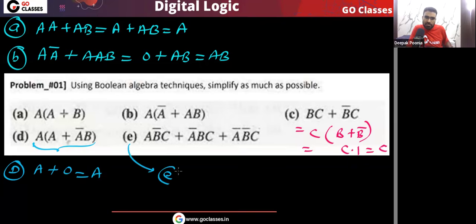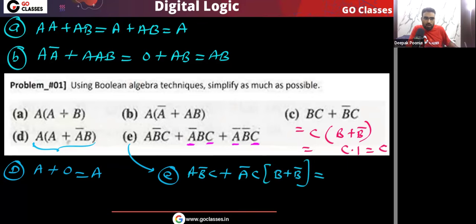Let's see option E. That is A B bar C or A bar B C or A bar B bar C. Notice one thing. Here I have A bar C. I can take A bar C out. Okay, so it will be like this. A B bar C here. Here I can take A bar C out. Inside what I will get? I will get B or B bar. Now B or B bar, that will become 1. So finally here I will get A B bar C or A bar C.